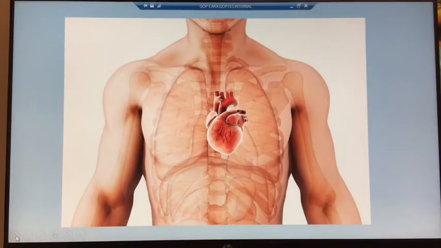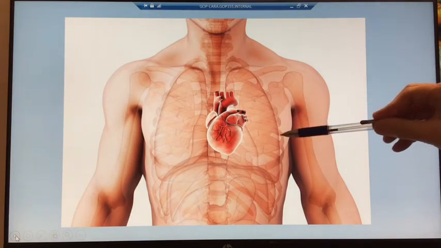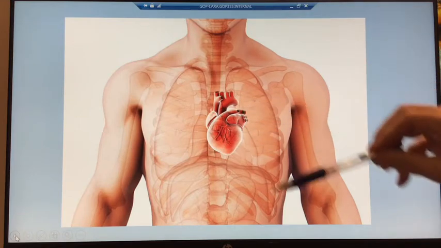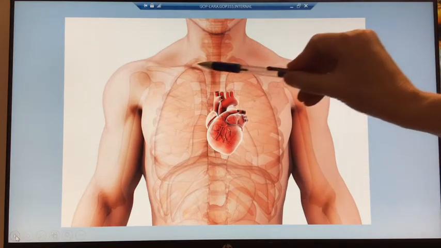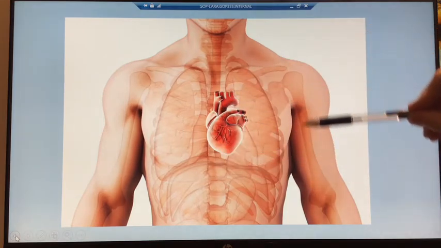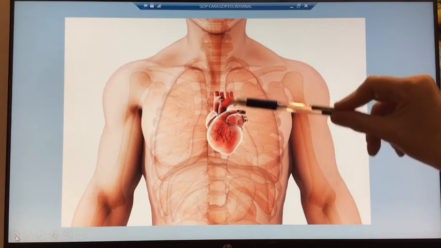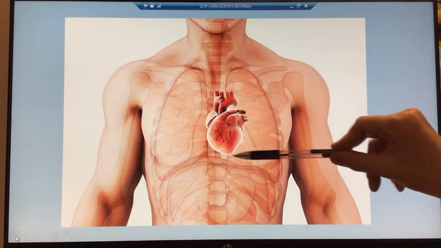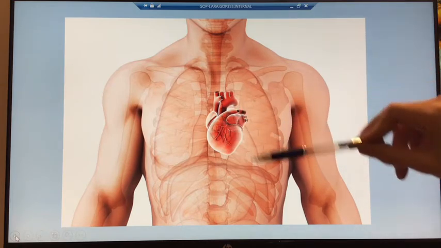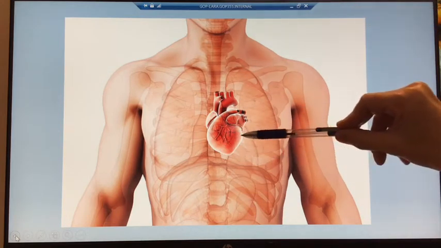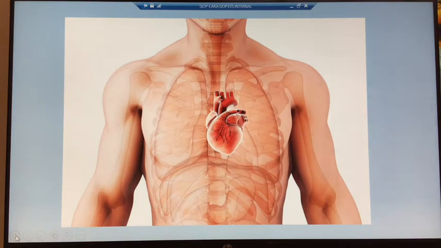So this is actually where your heart is. It's not a long way over to the left as some people think, it's more central. Here we have our lungs, and if you can see these bands here, there are ribs. The heart is actually behind the ribs. It's just been put on this picture to show you where it is. So it's almost in the centre of your body, very slightly over to one side.